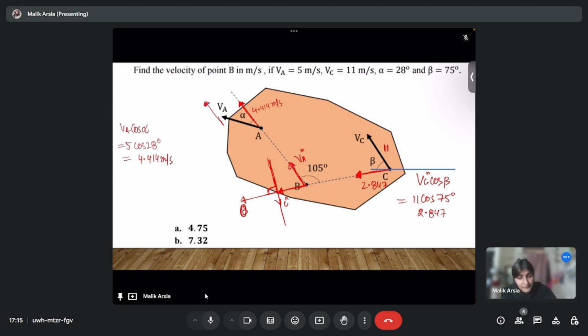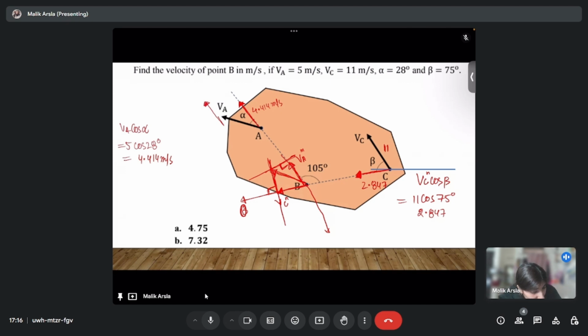Similarly for this ab, I have extended it in this way. There will be one line perpendicular to this, and we know that the component of b along this line should lie somewhere here. Now these two have one intersection point, so the velocity of b is going to be like this. It is pretty simple.